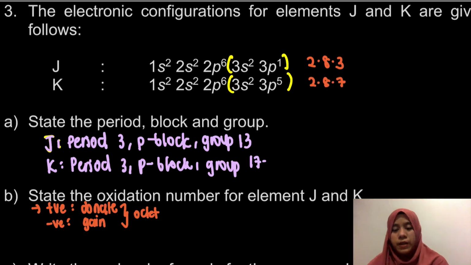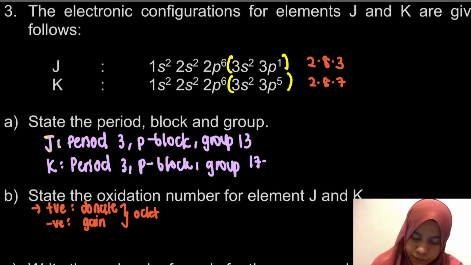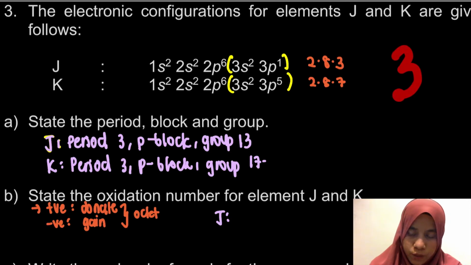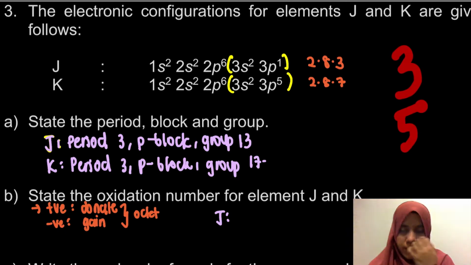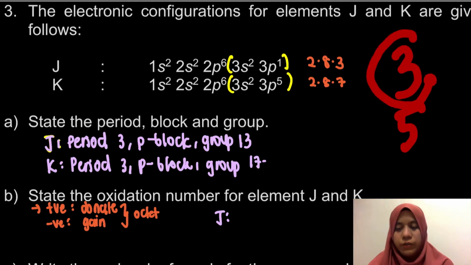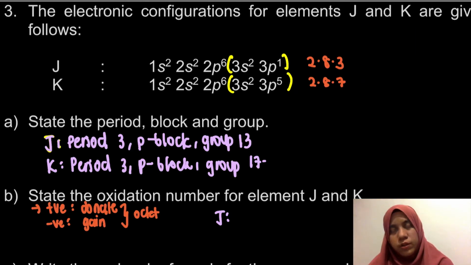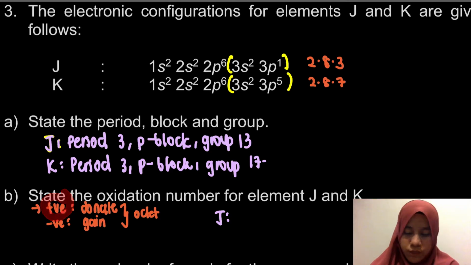Again, as we look, remember, if it donates electrons, it will be positive. If it gains electrons, it will be negative. So for element J, what would happen is that it could donate 3 electrons, or to achieve octet, it could receive 5 electrons. Which one is easier? The lowest number, the 3. Does it donate or gain electrons? If it donates, positive. So for J, the oxidation number is positive 3.